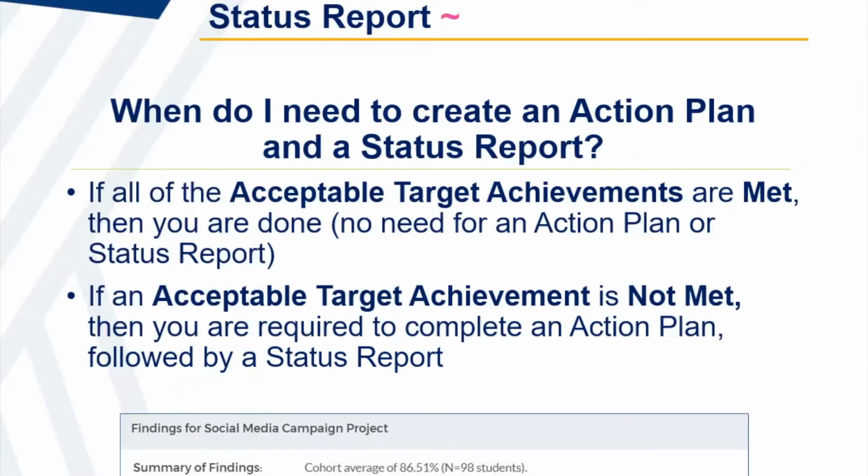If you met all of your achievement targets, then once you have finished adding all of the outcomes, measures, and findings, your report for this cycle is ready to submit, which I will demonstrate how to do in just a moment. However, if you have one or more achievement target that is not met, then you must complete an action plan and status report as part of this cycle. Please see the training video on how to do that for additional information.